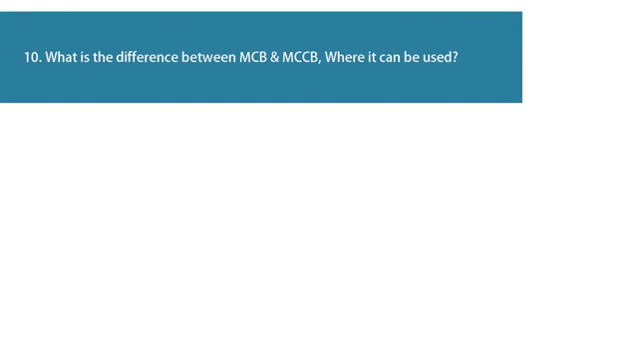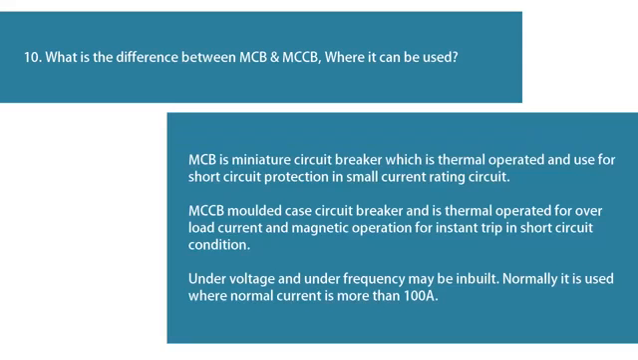10. What is the difference between MCB and MCCB, and where can they be used? MCB is a miniature circuit breaker, which is thermally operated and used for short circuit protection in small current rating circuits.